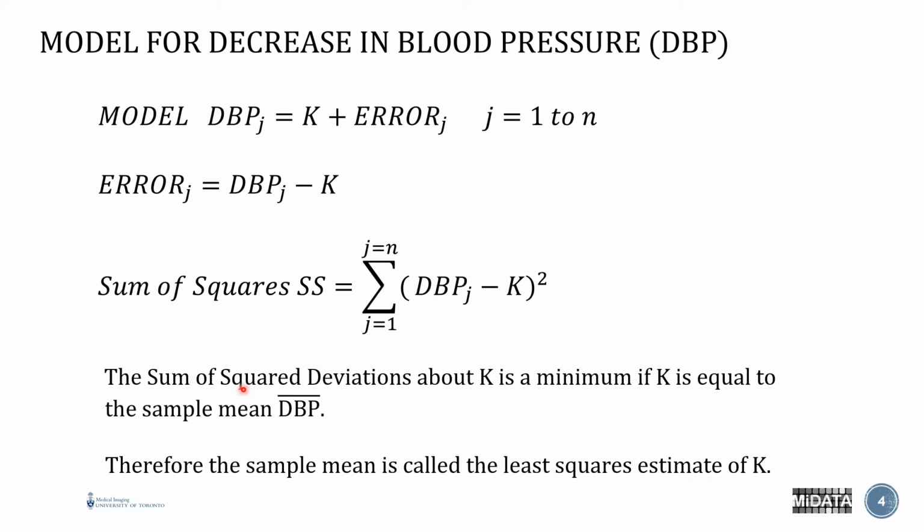Now, interestingly, the sum of squared deviations about K is at a minimum if K is equal to the sample mean, in this case, of the decrease in blood pressure. And it's for this reason that the sample mean is called the least squares estimate of K. So when you predict an outcome using the sample mean, that's probably the most basic model you can put together.